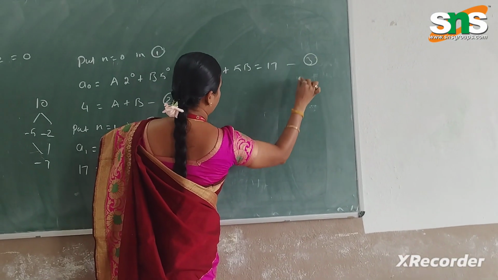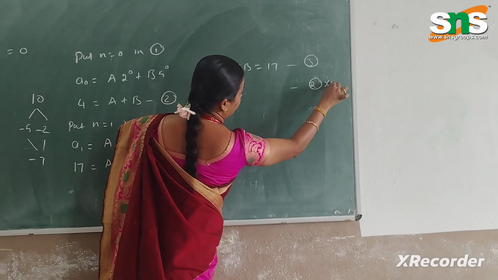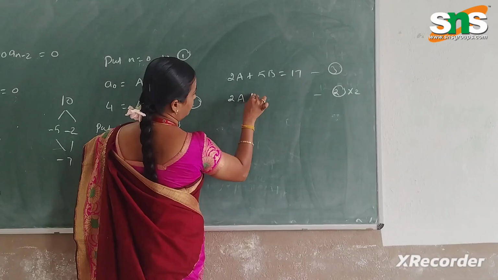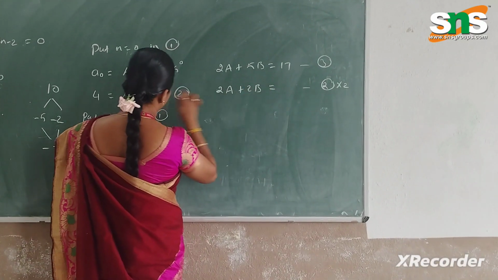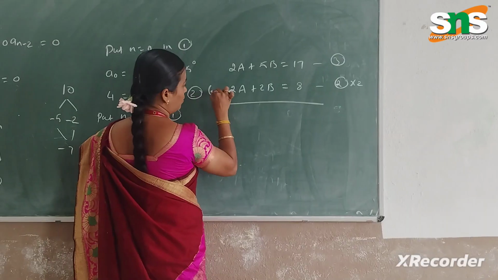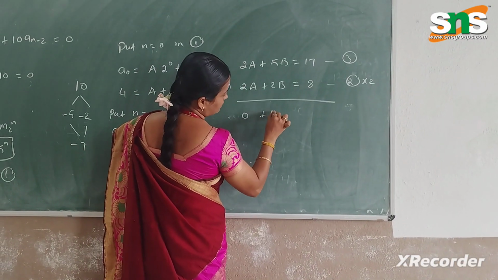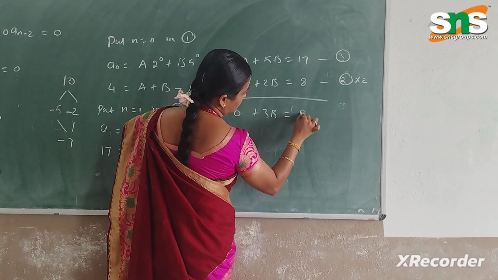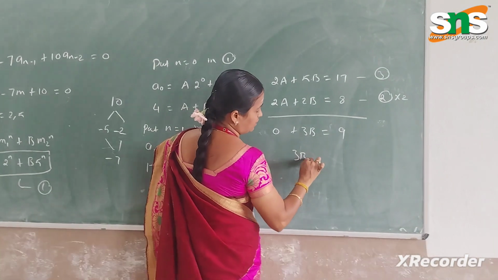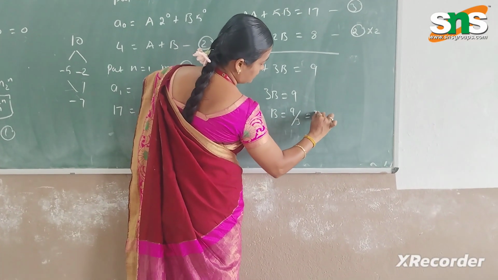Now I am going to multiply equation 2 by 2. You will get 2a plus 2b, and the right side is 4 into 2, 8. Now we subtract these equations. The a terms cancel, so 5 minus 2 gives 3b, and 17 minus 8 is 9. Therefore 3b is equal to 9, so b is equal to 9 by 3, which is 3.